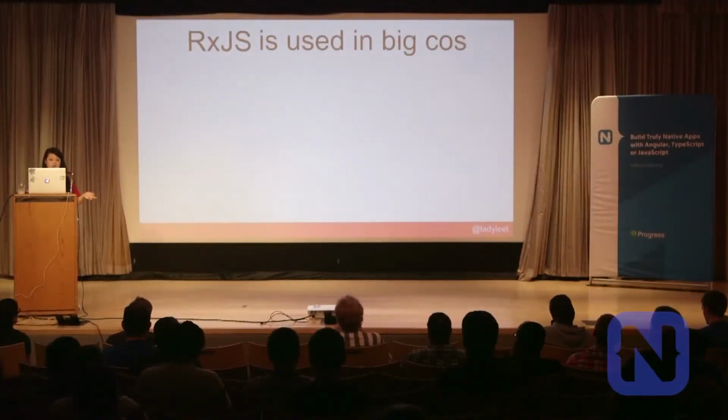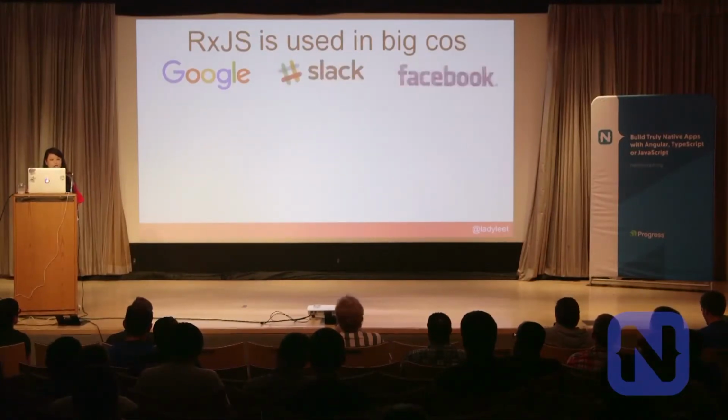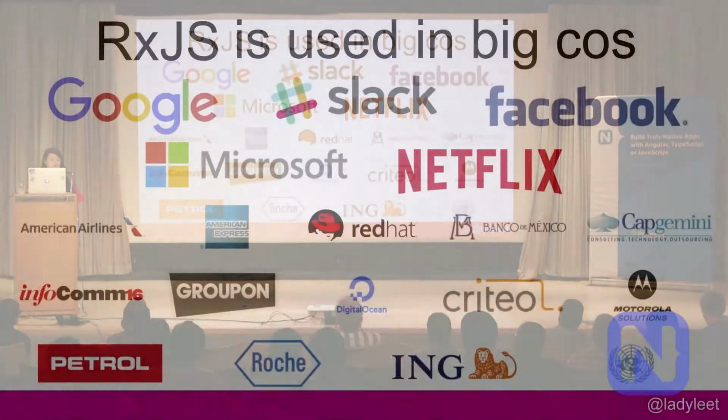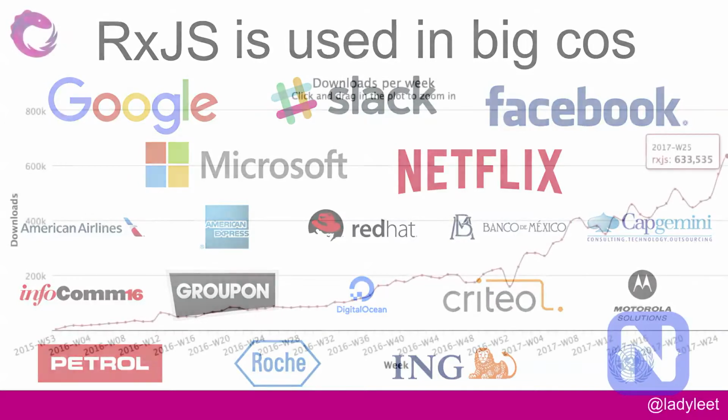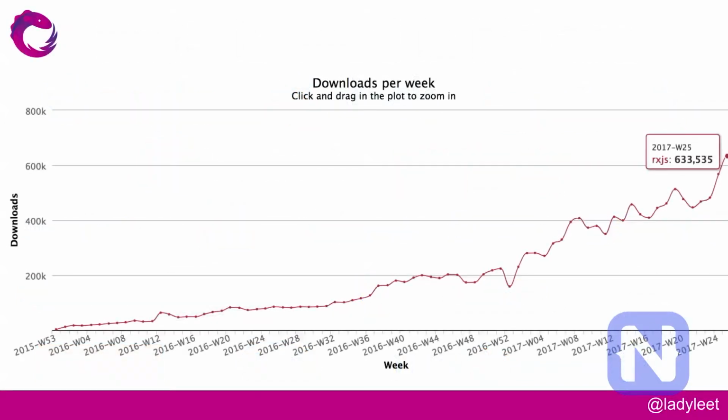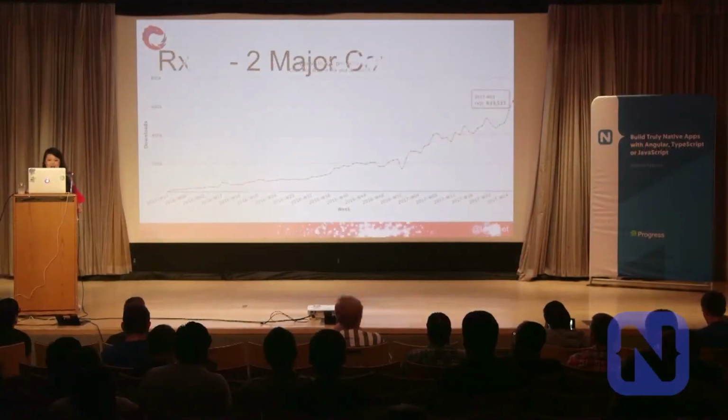It's used in a lot of large companies, too many to name. Some great examples would be Google, Slack, Facebook, Microsoft, Netflix, and quite a few others. Way too many to fit on this slide over here. If you look at the GitHub status, it's been growing over the past 2 years. It has over 600,000 weekly downloads currently. So definitely being adopted by a lot of people. The React community loves it. I know there's a Vue Rx as well, and obviously Angular loves it too.